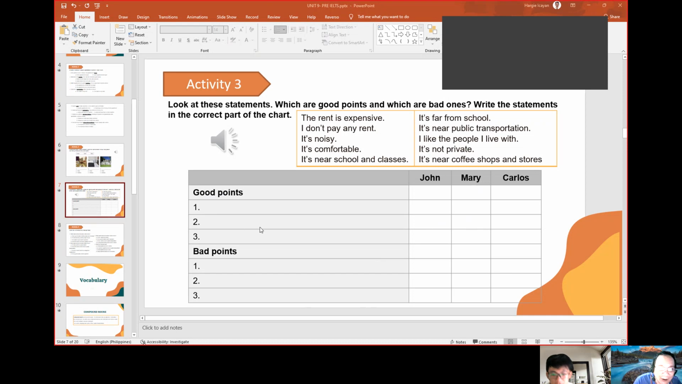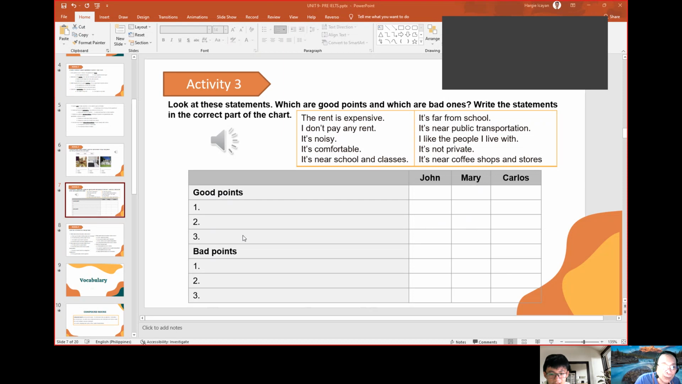Let's try to list them down. In these particular statements first, what are the good points? Let's try to list down the good points first. The first one is, I don't pay any rent. Very good. That's a good point, right?